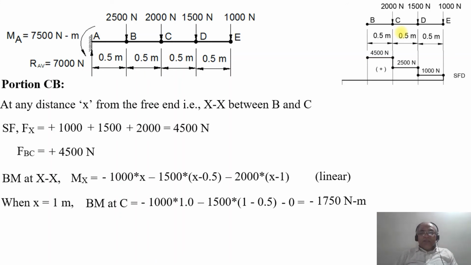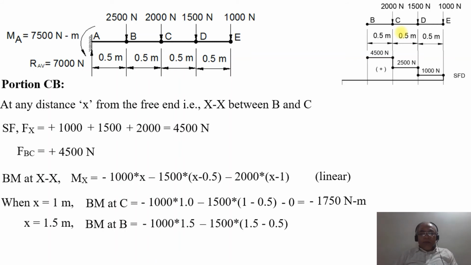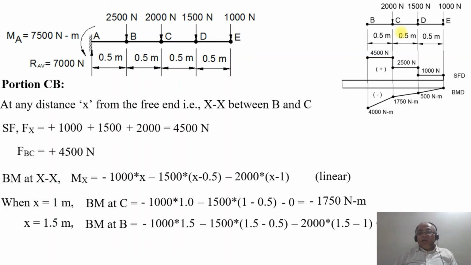Similarly, when the value of x is 1.5, BM at B will be equal to minus 1000 into 1.5, minus 1500 into 1.5 minus 0.5, minus 2000 into 1.5 minus 1, which will be equal to minus 4000 Newton meter. So here you will get the bending moment at the point C as 1750 and the bending moment at the point B as 4000 Newton meter.